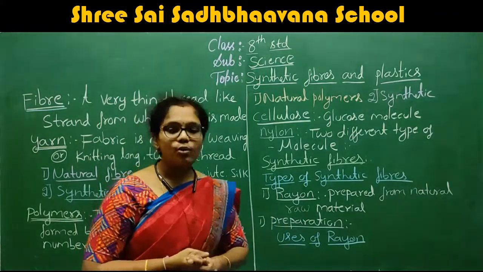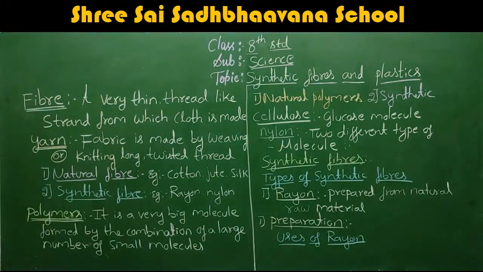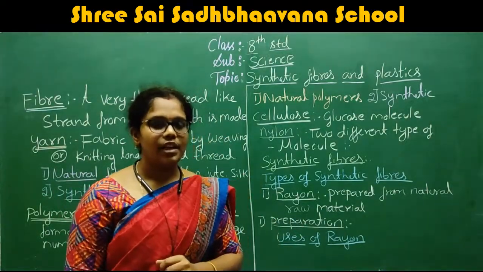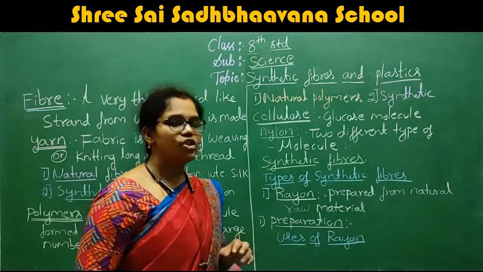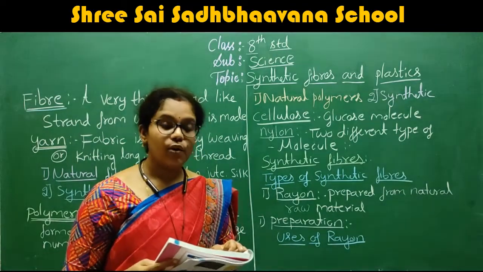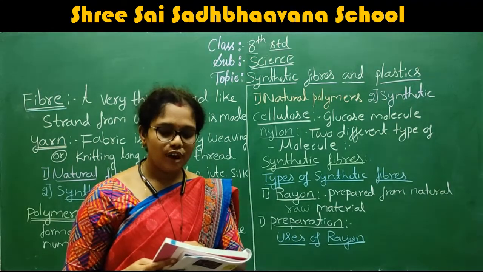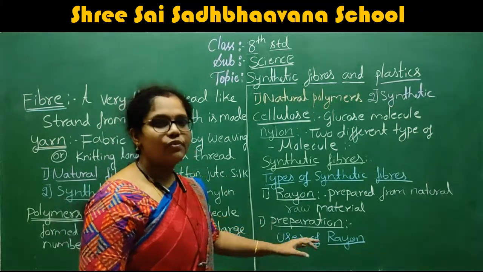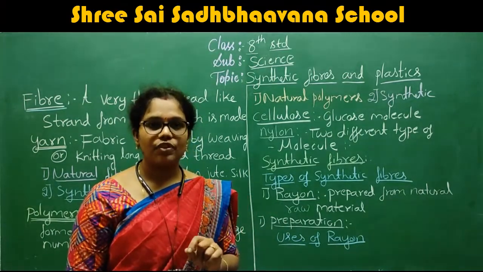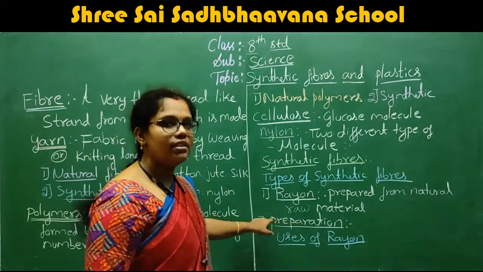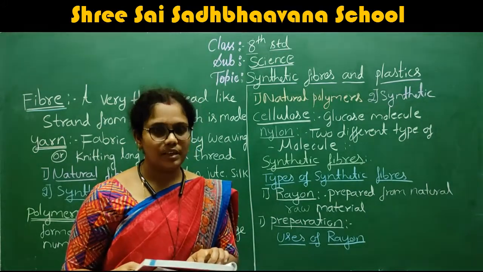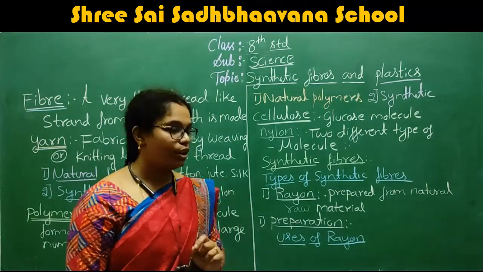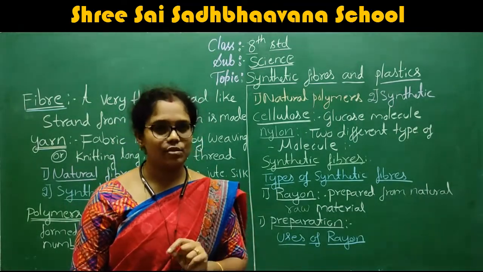Now we are going to discuss how exactly the preparation of rayon takes place. In the first method of preparation of rayon, the first thing is that the wood pulp is dissolved in an alkaline solution to form a sticky liquid called viscose. What do we do in the first step? We dissolve that wood pulp in an alkaline solution. Alkaline means basic solution.